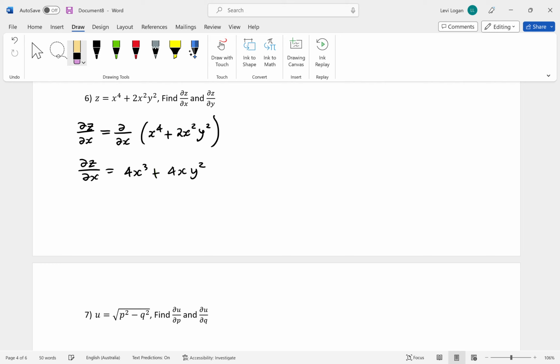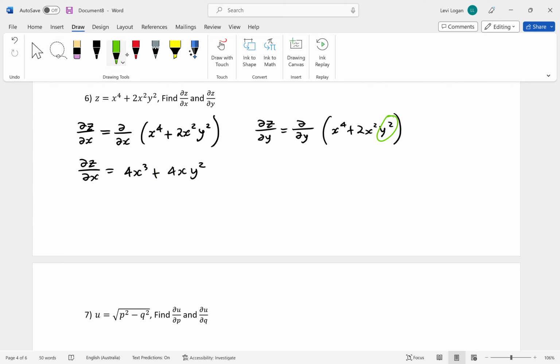Wasn't too hard. Alright, let's have a go at differentiating with respect to y. So the partial derivative of z with respect to y, taking the partial derivative with respect to y of x to the 4 plus 2x squared y squared. Now we're going to ignore our x's, only looking at this y here.